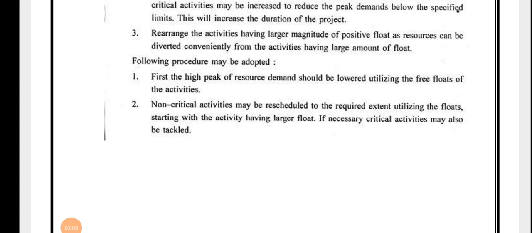Okay, so after that we have to rearrange the activities in a schedule so that we get uniform allocation of resources. Okay, once uniform demand of resources is achieved, we have to move the activities as per the float. Okay, I hope all of you are clear about this.